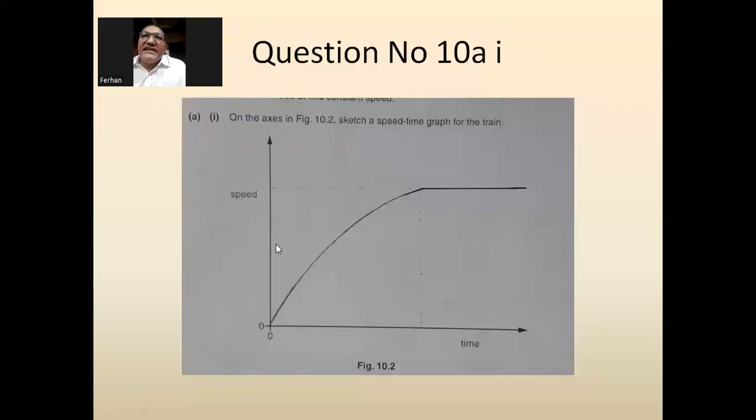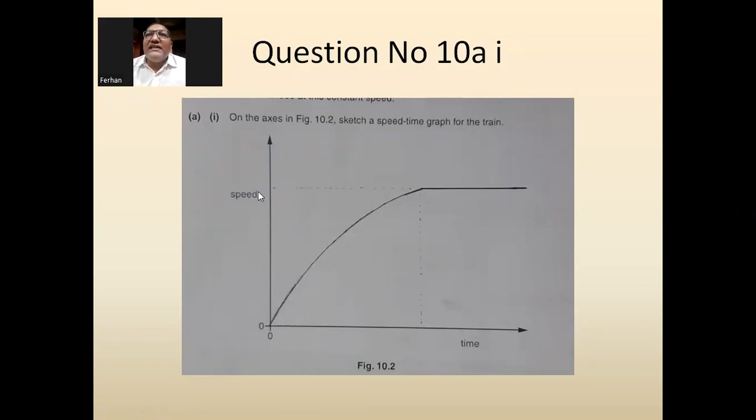So here you can see the train started at rest and the gradient of this speed time graph is gradually decreasing, which means the acceleration is gradually decreasing. And here the speed time graph becomes flat or horizontal, which means that the acceleration has become zero. And that means that the speed of the train has become constant.